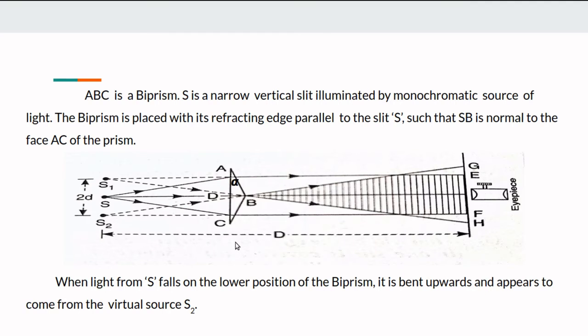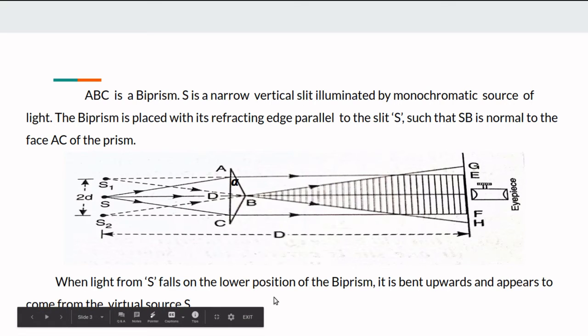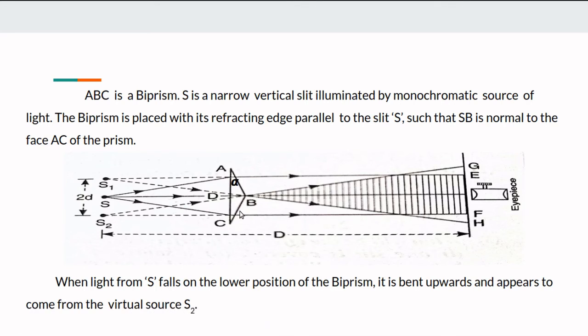As this is a two-dimensional figure, we cannot see the three-dimensional image in this figure, but actually the vertical slit S is such that the rays from the slit are perpendicular to the base of the prism. When light from S falls on these two refracting surfaces, this is the lower surface, and this is the upper refracting surface.